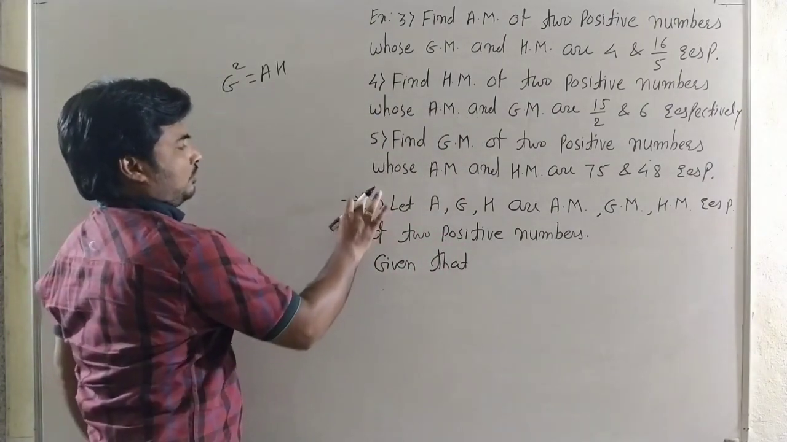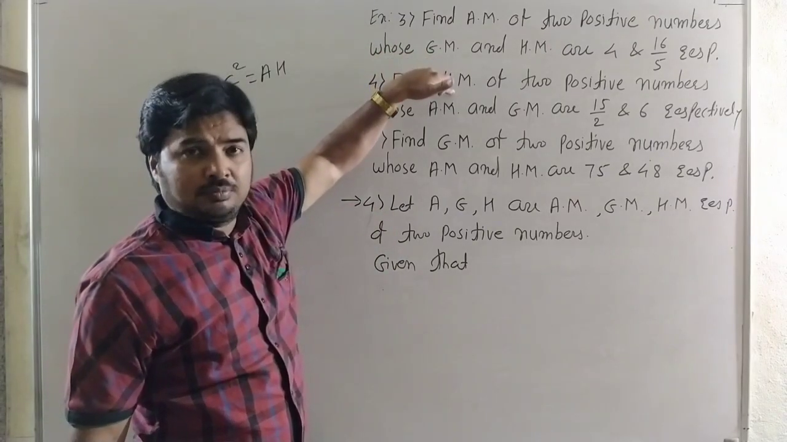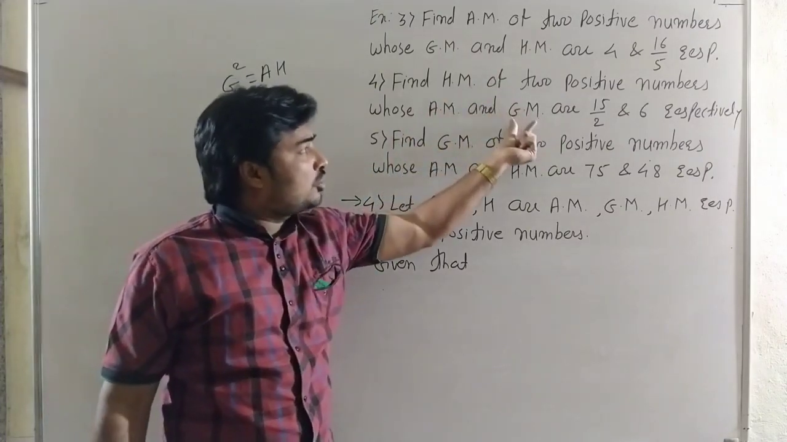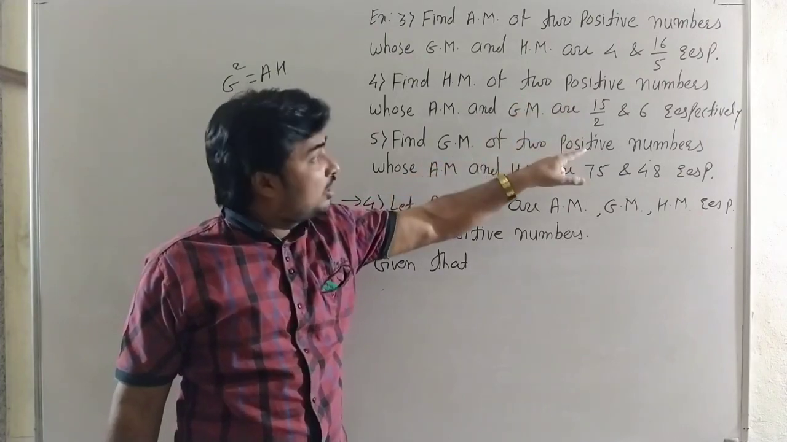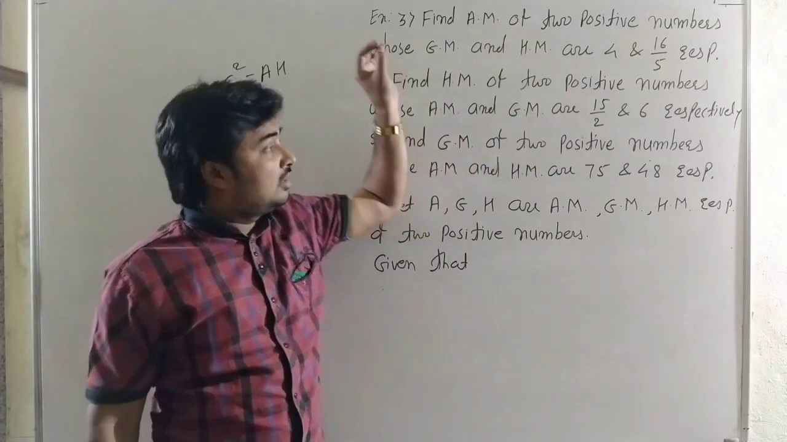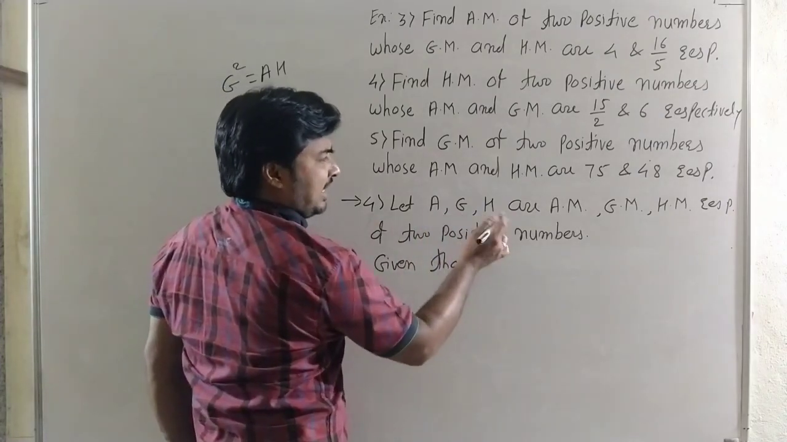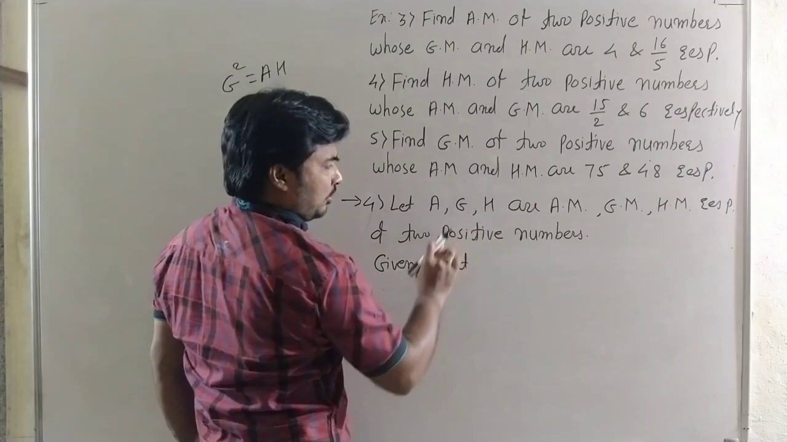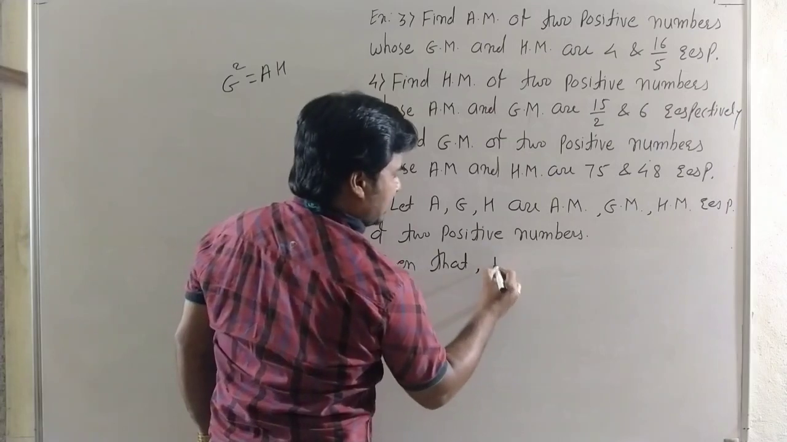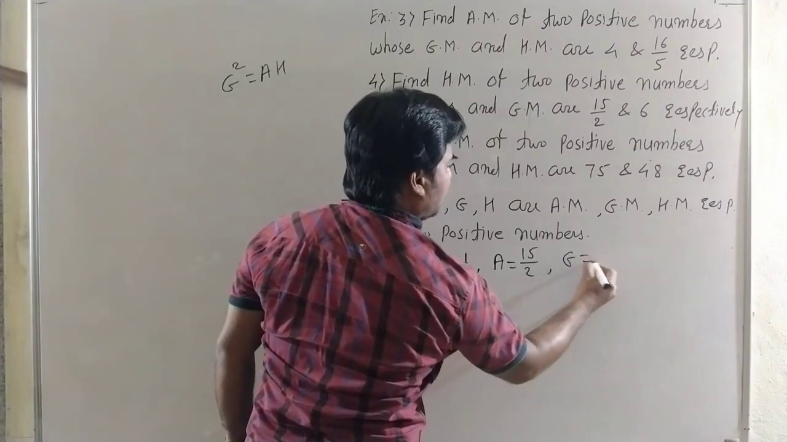Here example number 4. In example number 4, find the harmonic mean of two positive numbers whose arithmetic mean and geometric mean are 15 by 2 and 6. Arithmetic mean is 15 by 2 and geometric mean is 6. We want to find the harmonic mean. Therefore, in the fourth example, A, G and H are the arithmetic mean, geometric mean and harmonic mean of the two positive numbers. Given that the arithmetic mean A is equal to 15 by 2 and G is 6.